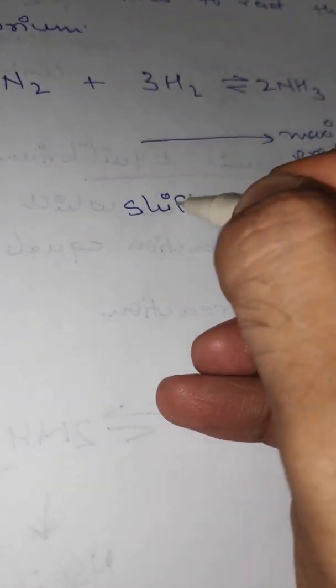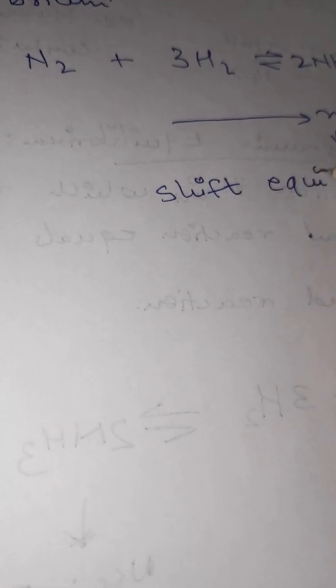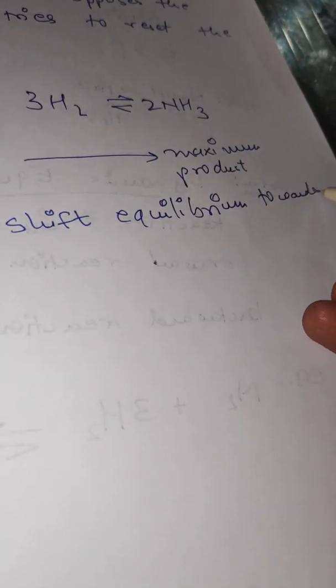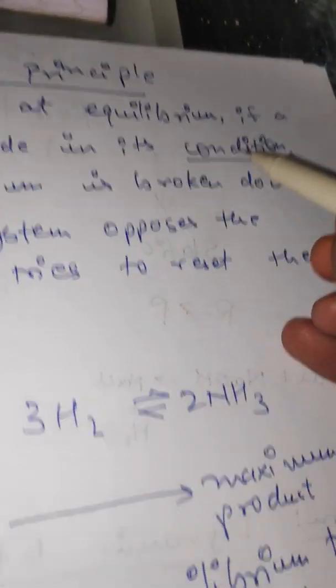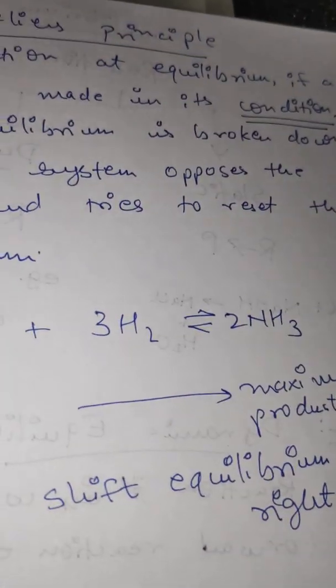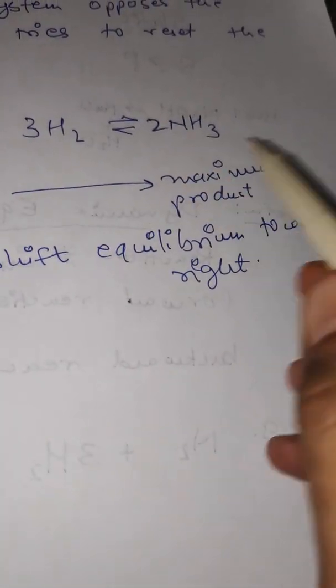So in order to have the maximum amount of product, technically in equilibrium you say that you want to shift your equilibrium towards the right, because the product is on the right hand side. So how can you shift equilibrium towards the right? By breaking the equilibrium and giving certain conditions such that it will reset the equilibrium. You will again get the equilibrium, but this time you will have more of your ammonia, the product in which you are interested.